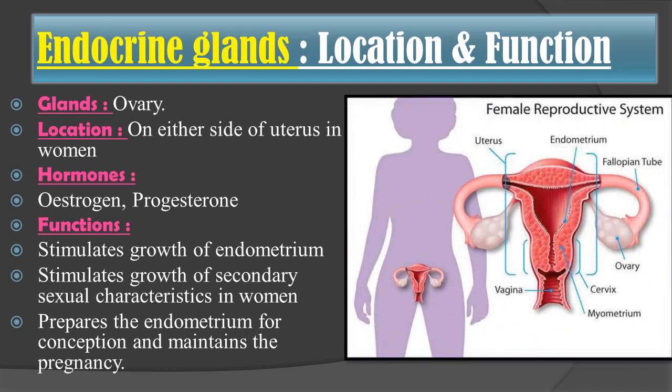So here is the structure of the female reproductive system, in which you can observe the 2 ovaries which are present at the side of the uterus. So there are 2 ovaries and this is the uterus. The ovaries are present on either side of the uterus in woman.